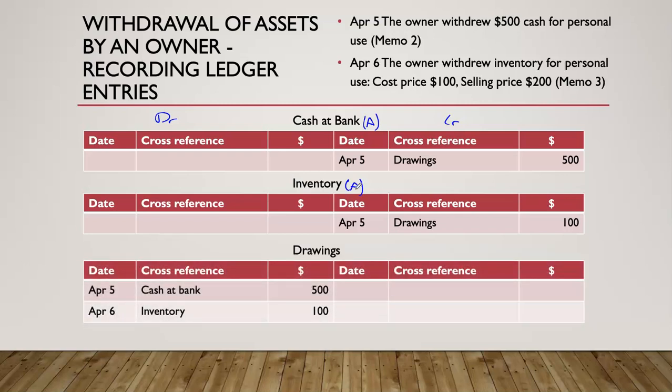Our drawings has been recorded twice because 2 times this occurred. And remember, our cross-reference is the other side. So because I did a credit, I'm going to write in my cross-reference the debits that were recorded to equal that amount. In my drawings, I'm going to record the credit that equaled that amount because I've recorded a debit. So in summary, withdrawal of assets are going to reduce our assets and reduce our owner's equity as a result of drawings increasing.